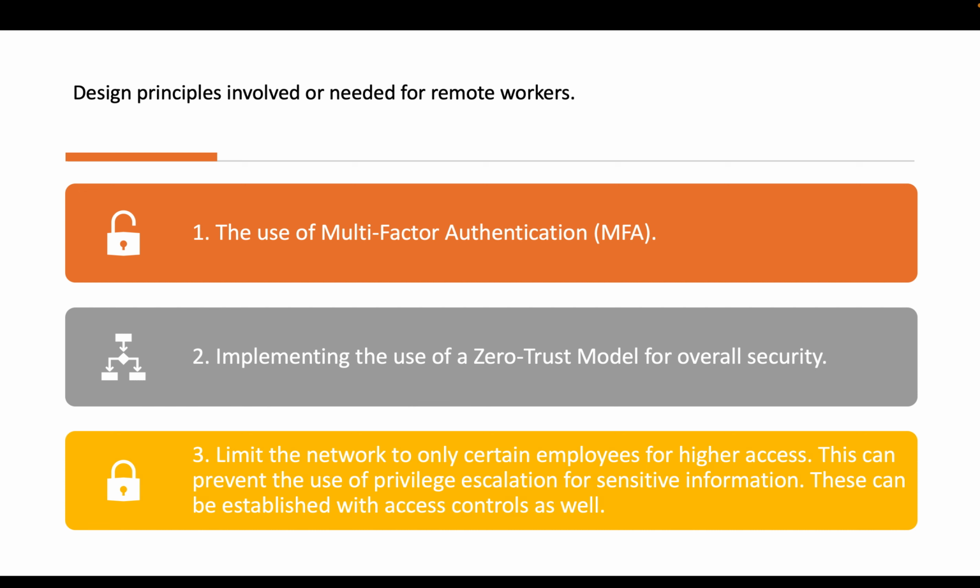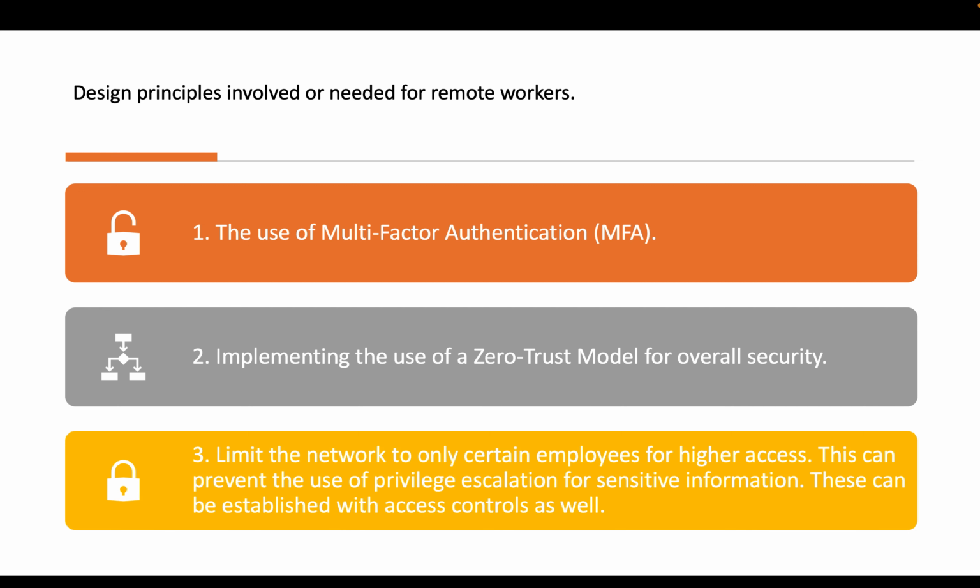Number 2, implementing the use of a zero trust model for overall security. So what a zero trust model is, is that based upon whatever device you're using, you've got to make sure that if it's an unsecured network, you can't trust anything from an unsecured network. You've got to make sure that you are covering all of your ends whenever you are connecting and using different networks.